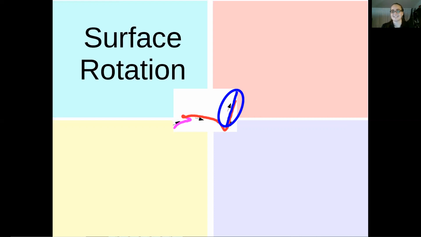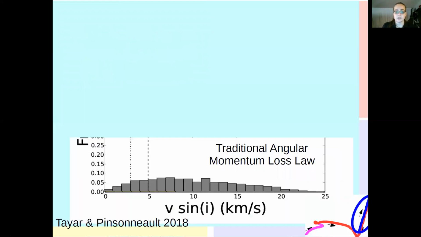Okay, so now we can move on to the core helium burning phase, which is where stars spend much more time than on the red giant branch in this mass range, which allows us to get much more statistically significant samples. So we'll start first with the surface rotation rates of these stars.